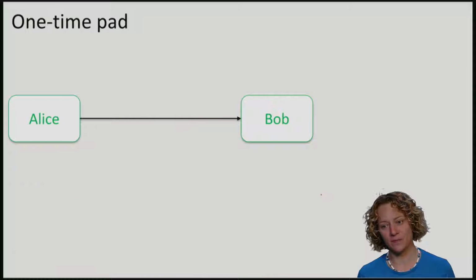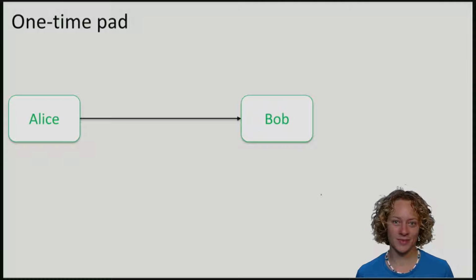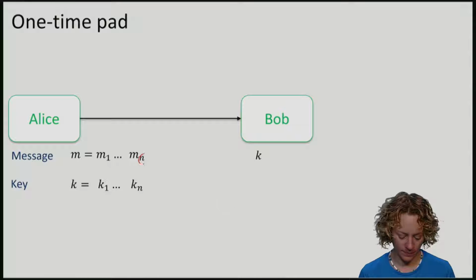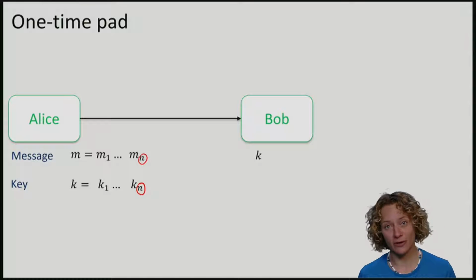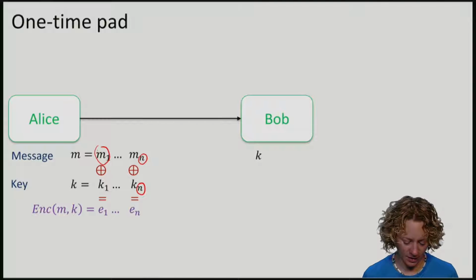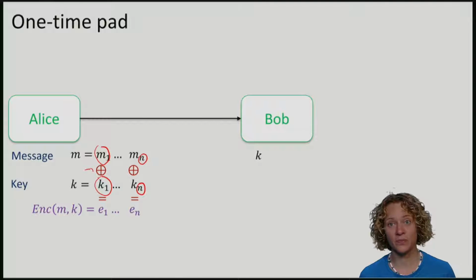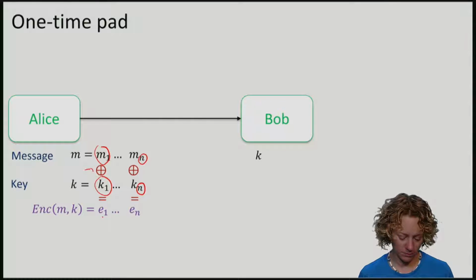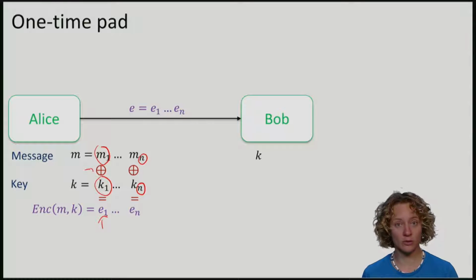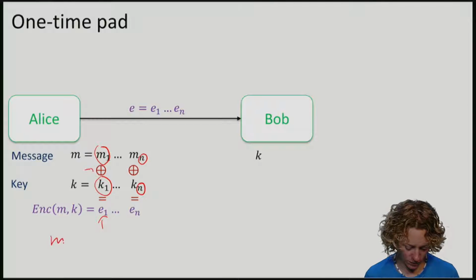A very simple encryption scheme is known as the one-time pad, and it works like this. Alice's message M as well as the key K consist of n bits. The encryption function enc now works as follows. For every bit in her message, Alice computes the XOR with the key bit. So she takes M1 and she XORs it with K1 to obtain an encrypted bit E1. The XOR is nothing else than the sum mod 2 of these two bits.